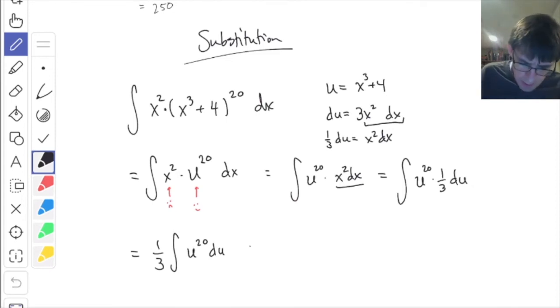In the next step, I actually do the integral. The 1/3 stays out there. And then the integral of u to the 20 is 1 over 21, u to the 21 plus c.